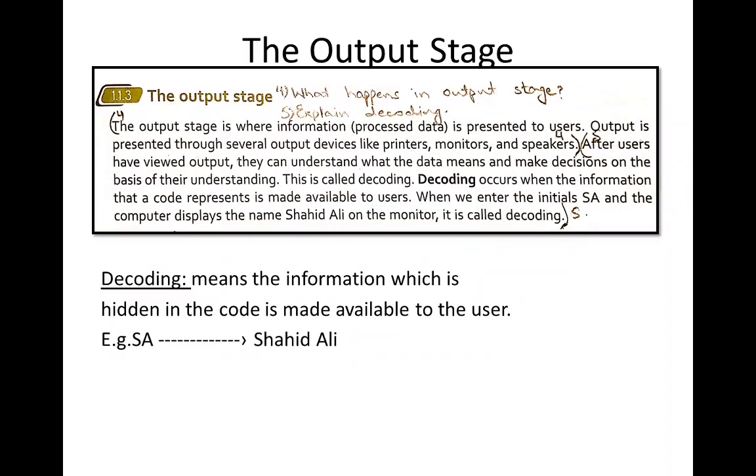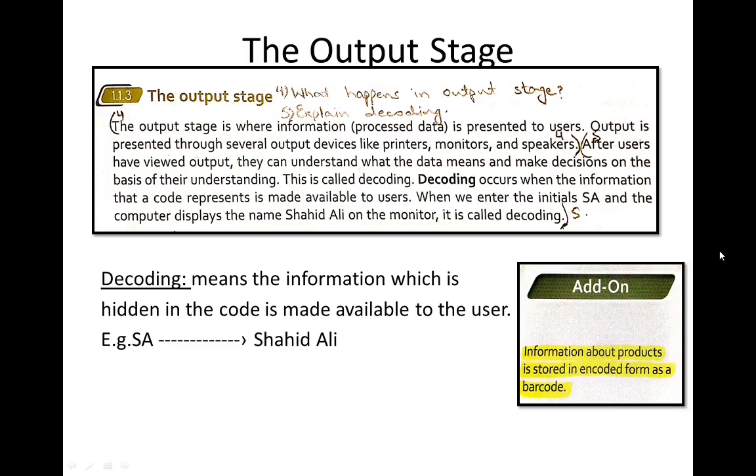Students, on the paragraph of the output stage, write question number 4. What happens in output stage? Mark its answer from the start of paragraph till second line. Write question number 5. Explain decoding. Mark its answer just where you ended your answer number 4 till the end of this paragraph.